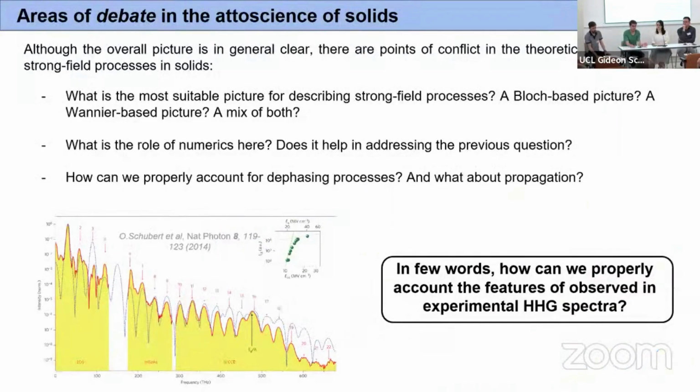So all these applications are really nice, and they are possible because there has been an agreement between theory and experiment. But there are a lot of points where theory and experiment do not actually agree, and there are also some debates within theory itself. So in the following, this is what we are going to discuss. We are going to talk about suitable pictures for describing high harmonic generation processes in solids, but also how they could affect the numerics.